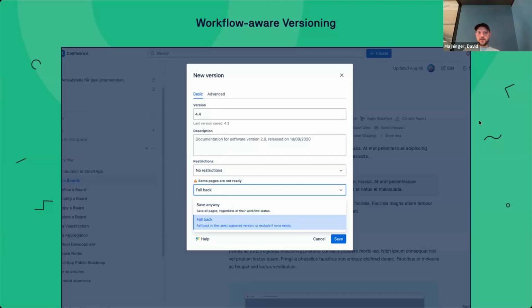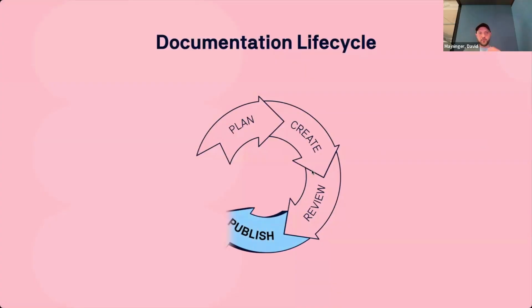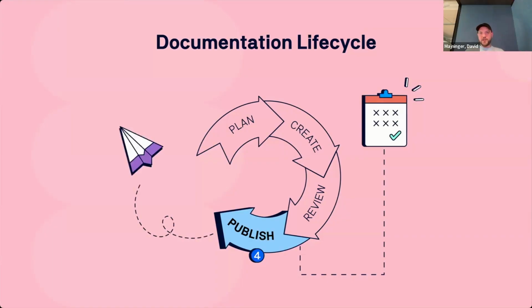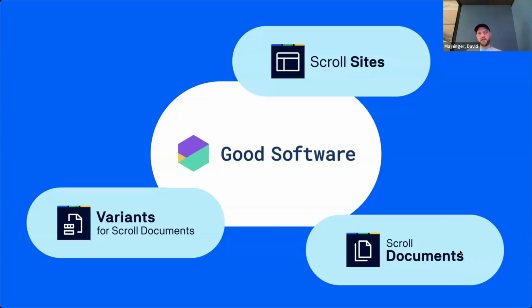Cool. Then speaking of publishing, that brings us to step number 4, publish. And here we will adhere to Emplifi's use case, and we'll primarily look at publishing your Confluence-authored documentation as an online help center. And for this, we'll look at a different Scroll app now, Scroll Sites.